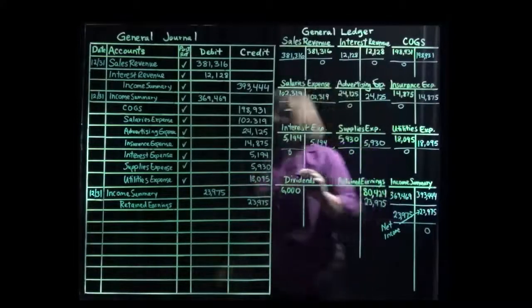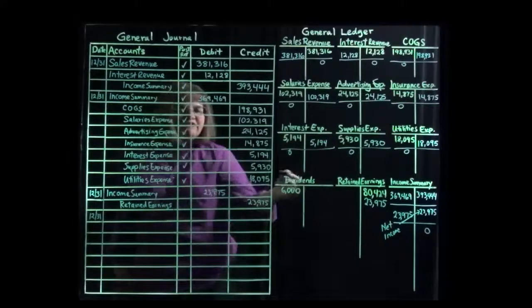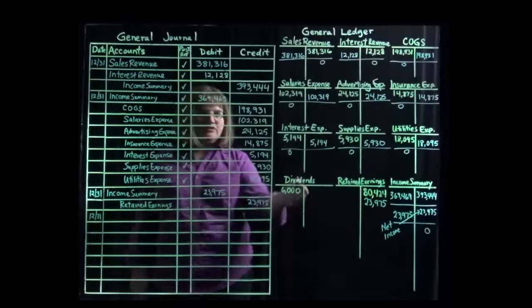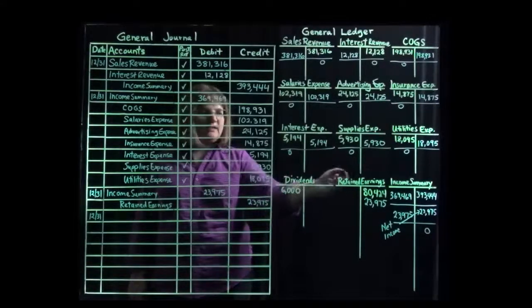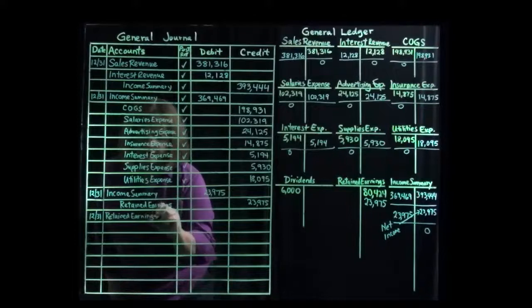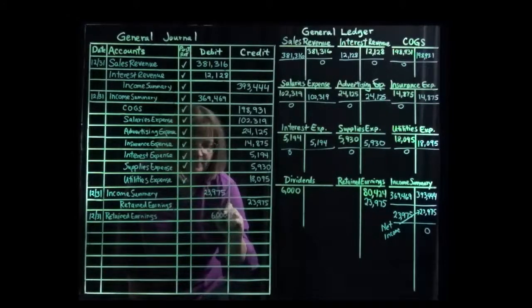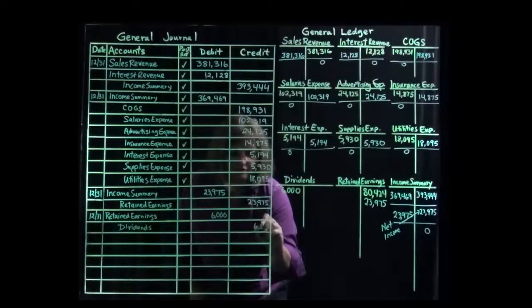Our fourth closing entry is to close the dividends account into retained earnings. Notice that the dividends account currently has a debit balance of $6,000. That means we need to credit the dividends account for $6,000. And that means that the retained earnings account then is going to be our debit part of that entry. So we're going to debit retained earnings for $6,000. And we're going to credit dividends for $6,000.